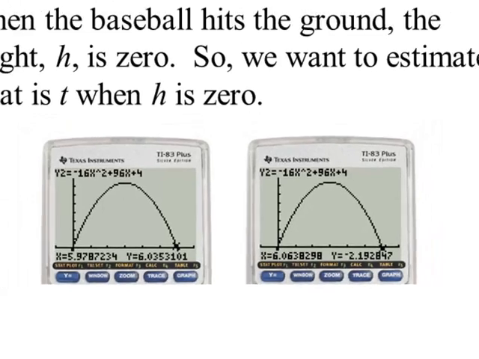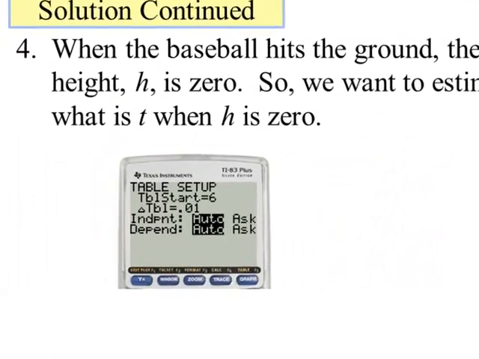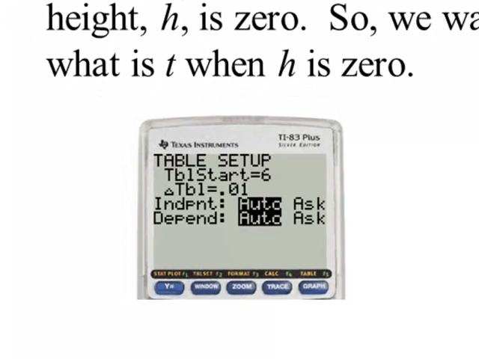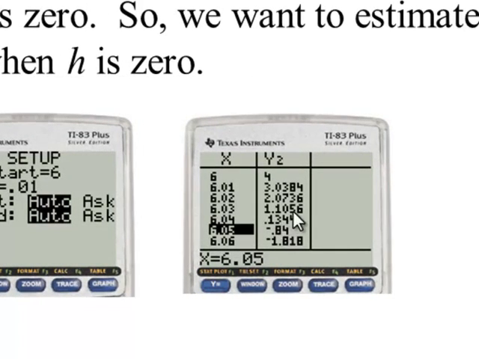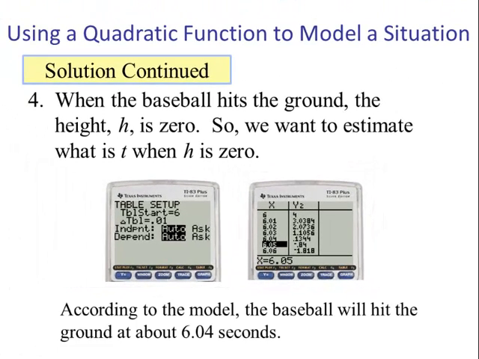So if we use our table set, which is second and window, we'll start the table at 6 and we'll count by 0.01. We will look for when the height is positive and then becomes negative. So it is happening in between 6.04 and 6.05. So we would say, according to the model, the baseball will hit the ground at about 6.04 seconds.